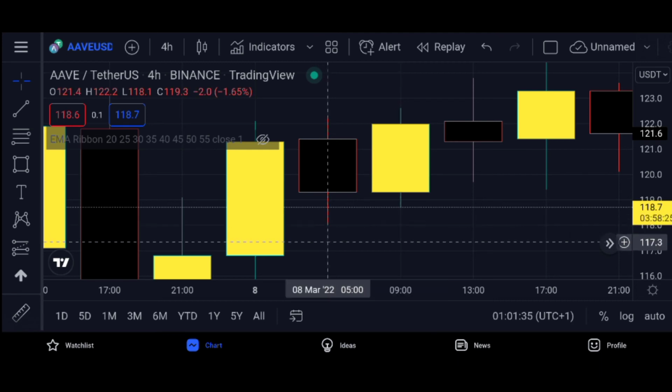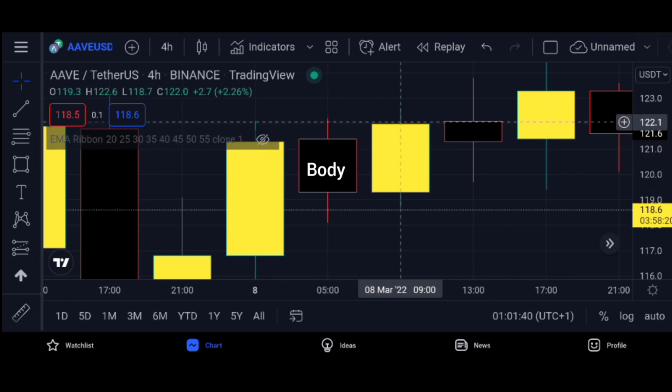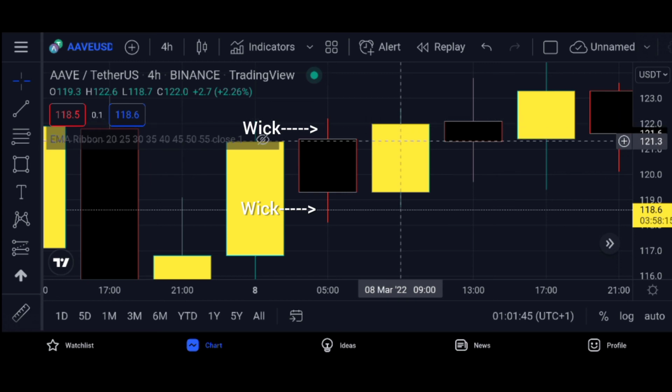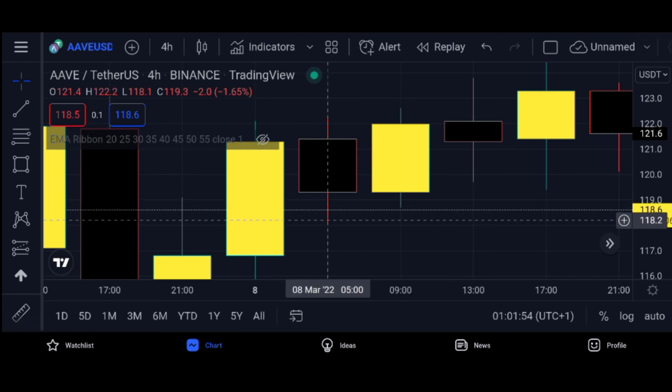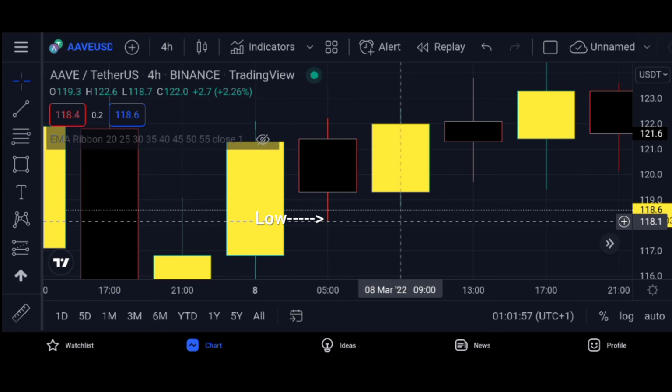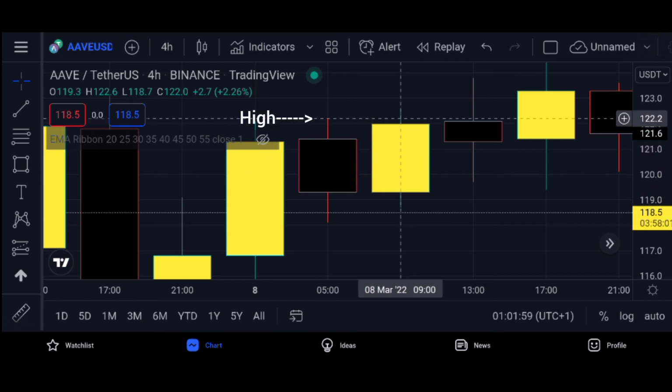So what that means is it has a body, which we can see here. This black space here is the body. It has wicks, which are these tiny red lines here and right here, right? Okay, and then it has opening, closing, highest and lowest price. Now the lowest price stays the same, the bottom of this wick here is the lowest price. The highest price stays the same, the top of this wick here is the highest price, right?